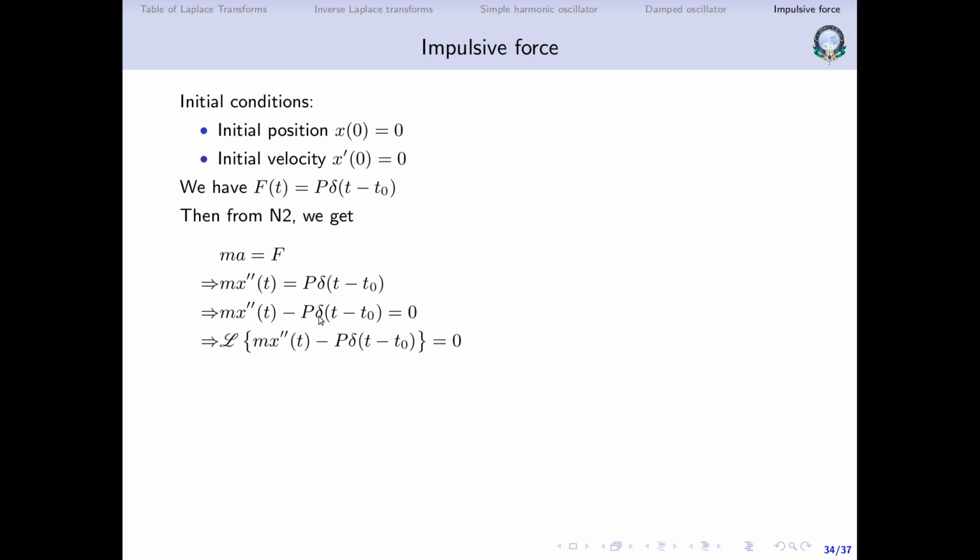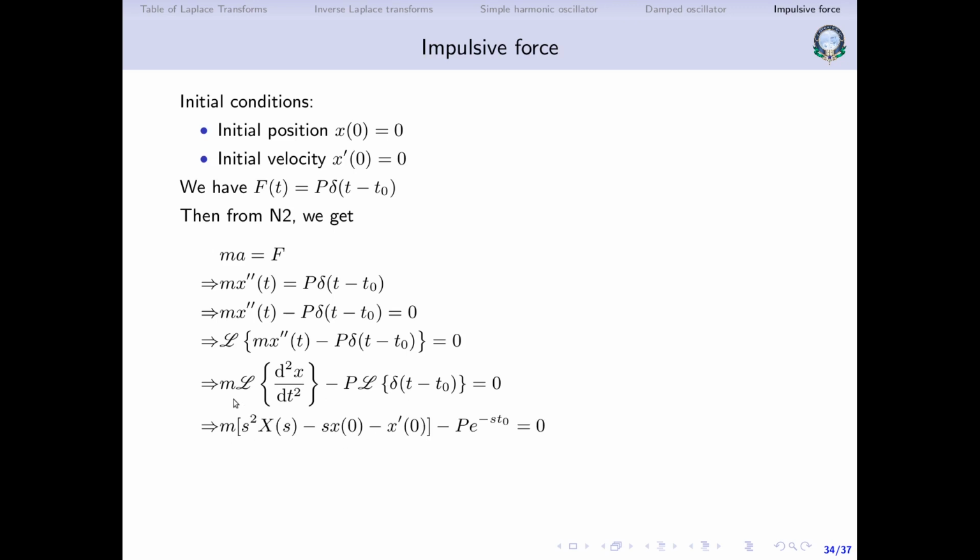Now we take the same procedure, we take the Laplace transform of this equation. So the Laplace transform of m x'' - p delta(t - t0). Using the linearity property, we break this up. So m goes outside, the Laplace transform of the second derivative of x, minus p into the Laplace transform of the Dirac delta function. Now using the Laplace transform derivatives property, you could just expand it like this. And how did I get this?